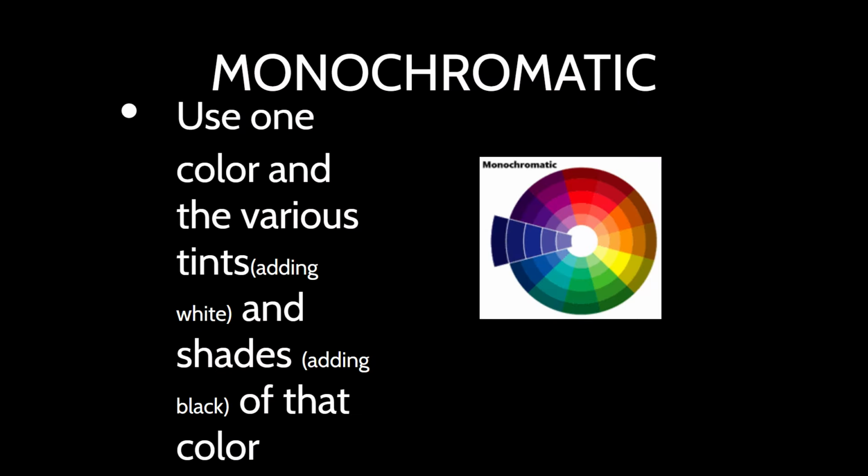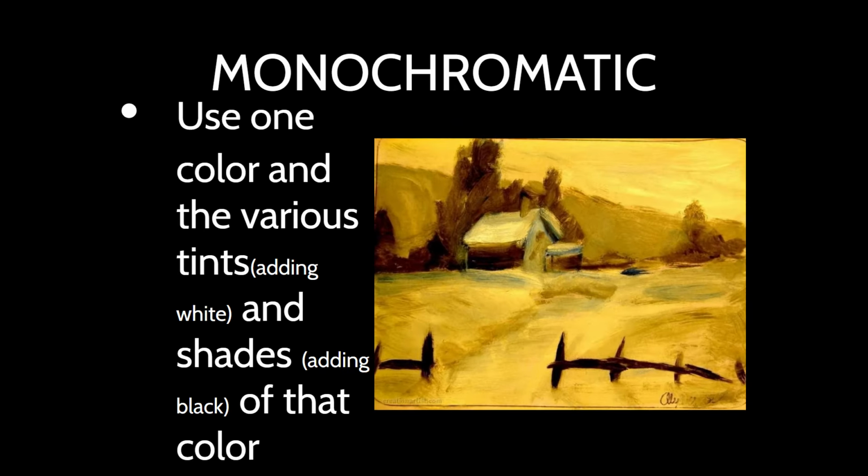Now, a monochromatic color scheme uses one color and the various tints, which we know you add white to get a tint of a hue, and a shade of that hue, which is adding black to it, to create a piece. So monochromatic is going to have kind of the same feeling throughout the piece. Here's an example of a monochromatic painting.